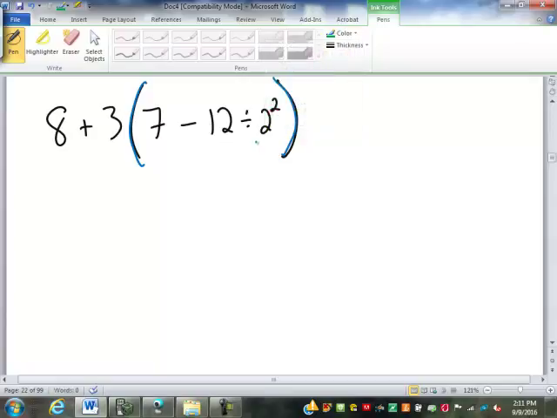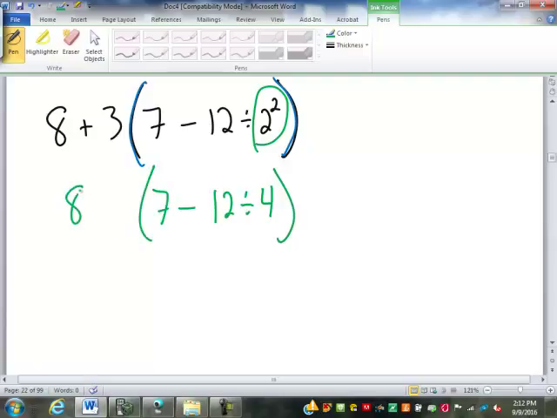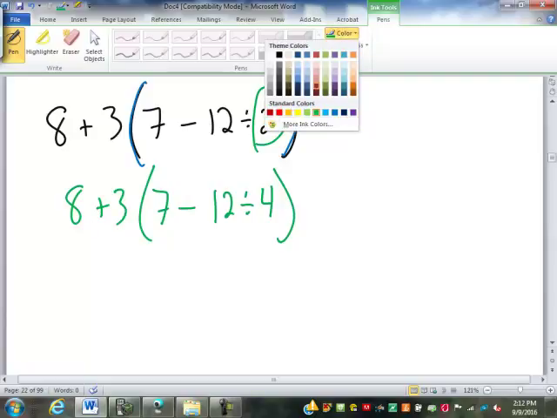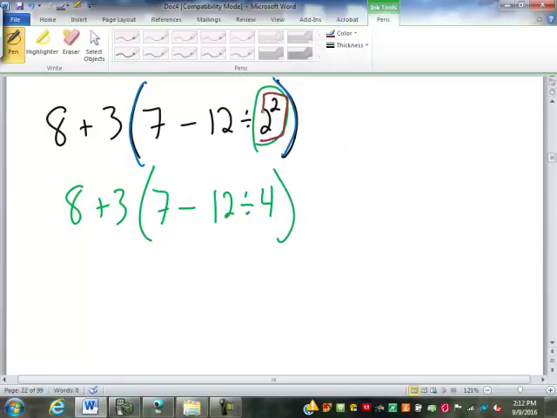Next, we look for exponents. And we see one right there. 2 squared, which is going to be what? 2 squared is 4. Perfect. So I take the 2 squared and I'm replacing it with a 4. Everything else in that problem stays exactly the same. I see a lot of students, when they rewrite the rest of the problem, will change something or forget something. The only thing we did anything to is the 2 squared.